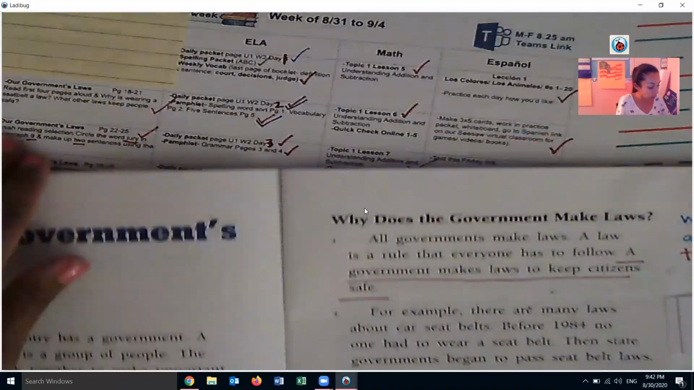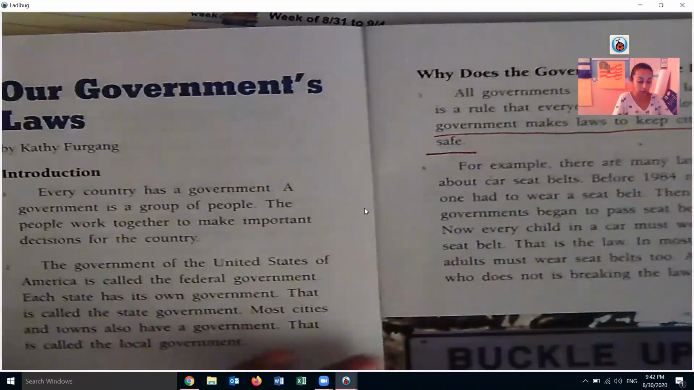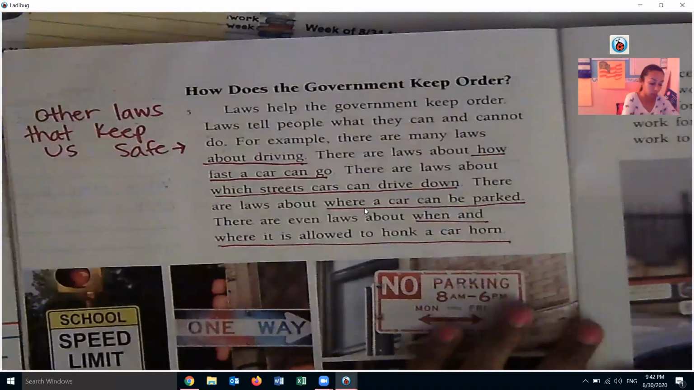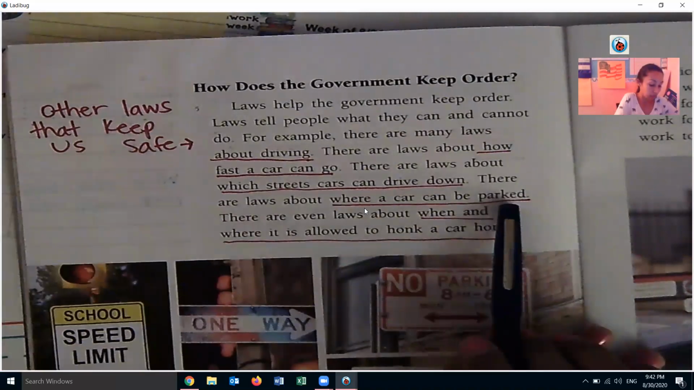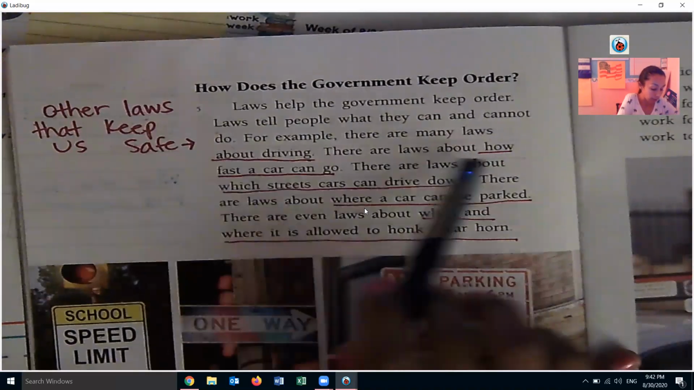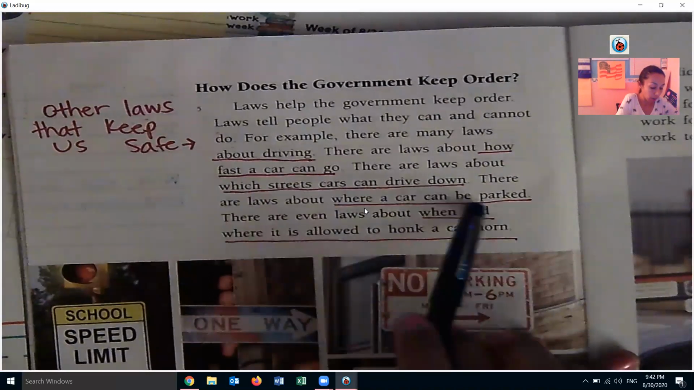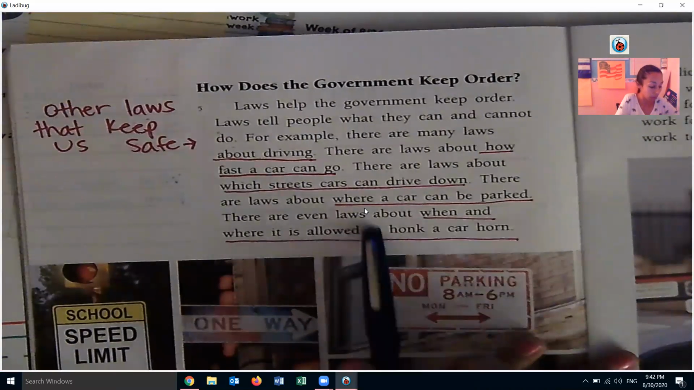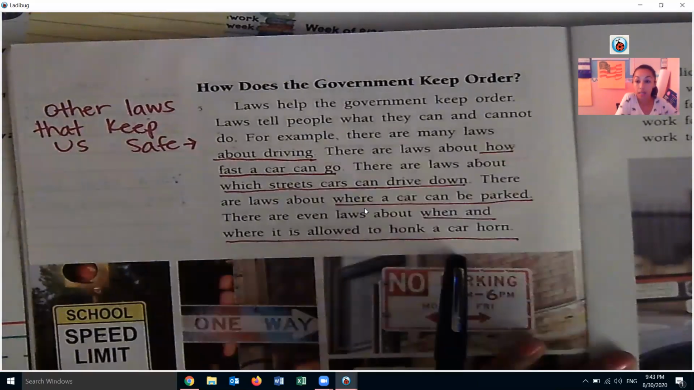The second question was, what are other laws that keep people safe? So if I turn the page, other laws that keep us safe, I just wrote that idea down, and then I underlined all these examples that were after the words, for example. There are many laws about driving, how fast a car can go, which streets cars can drive down, where a car can be parked, when and where it is allowed to honk a horn. So all these are examples of other laws that keep us safe. If any of these rules are broken, something bad, dangerous could happen.